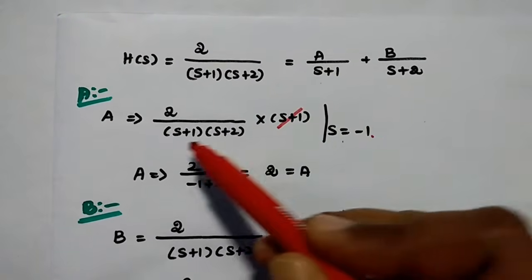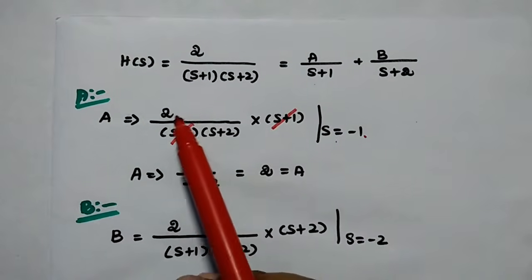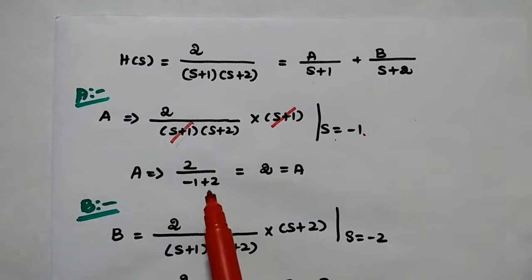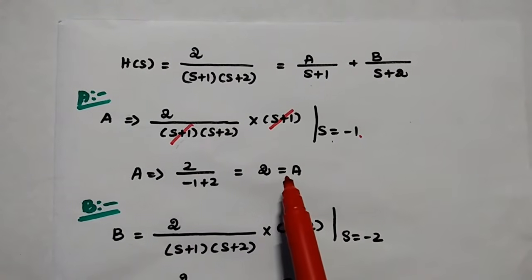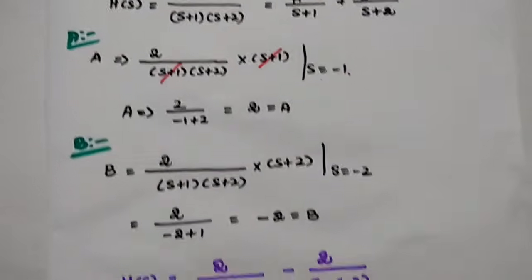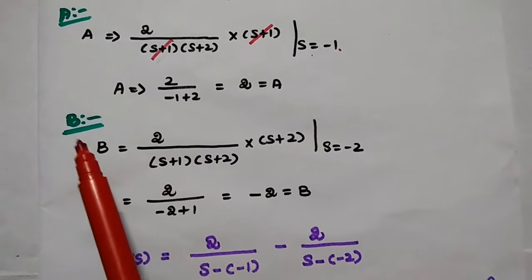So then we can get that answer like this, that is 2 divided by, substitute s is equal to minus 1 here. So 2 divided by minus 1 plus 2 is equal to 2 itself. So a value is 2. Similarly, we can find out the value for this b.